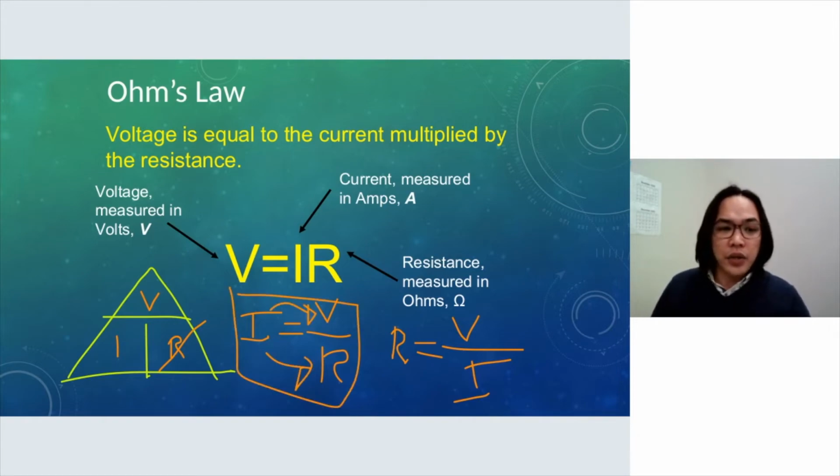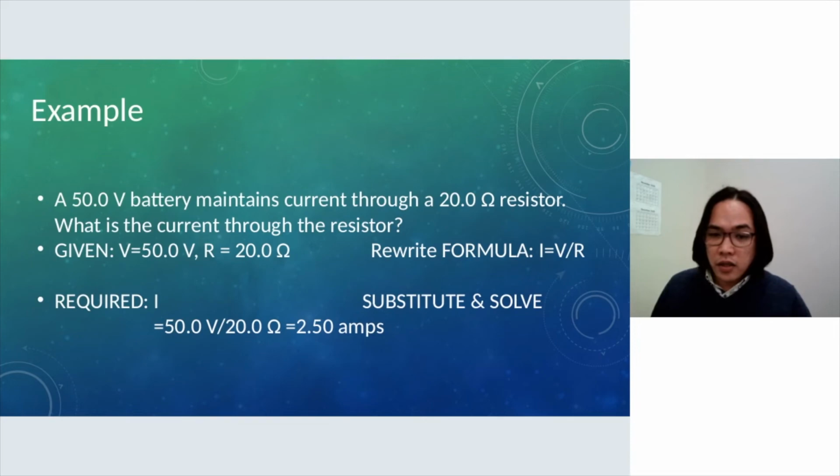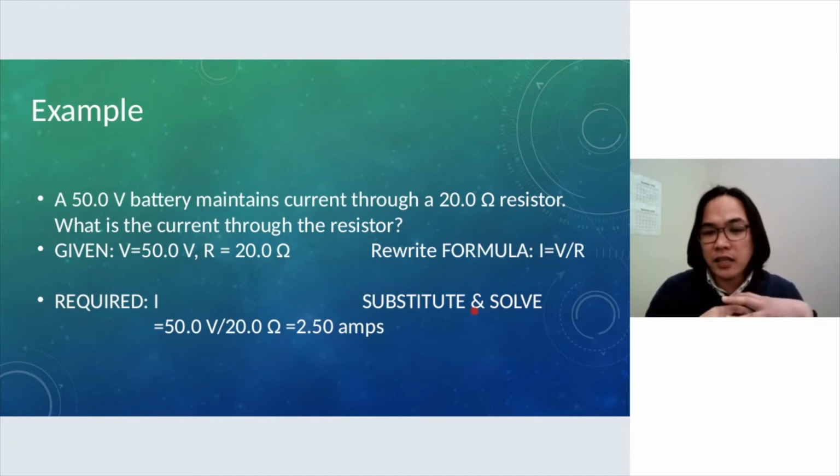So now that you know the formulas, we can now solve different problems related to Ohm's law. Okay, to start, I will provide an example on how to solve for Ohm's law equation. Again, in solving for Ohm's law, it could be that the missing one is voltage. Sometimes the missing is current, or sometimes it's resistance.